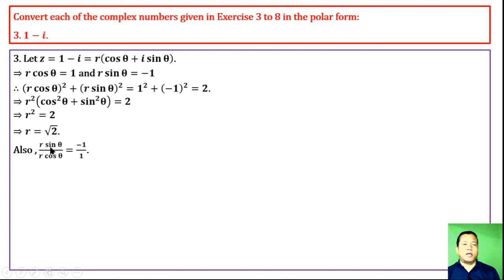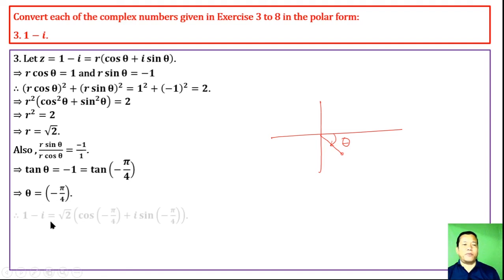Also, dividing r sin theta by r cos theta equal to minus 1 divided by 1, we get tan theta equal to minus 1. Tan of which angle gives minus 1? Tan of minus pi by 4, because the point representing the complex number lies in the fourth quadrant. Therefore, we have to take minus pi by 4, equating theta equal to minus pi by 4.